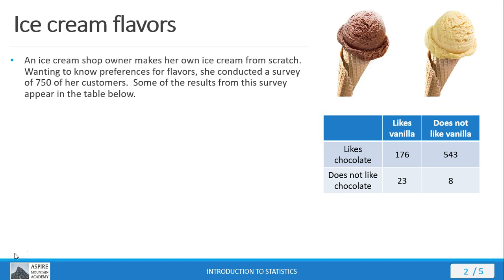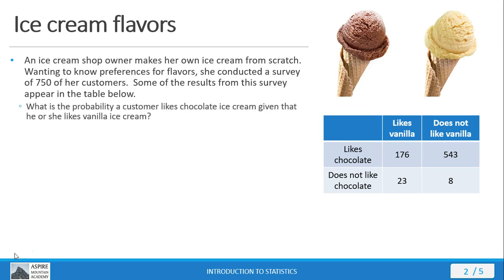Wanting to know the preference for her flavors, this ice cream shop owner conducted a survey of 750 of her customers. You can see the results in the table on the right side of your screen. The question we're asked is, what is the probability a customer likes chocolate ice cream given that he or she likes vanilla ice cream? Go ahead, pause the video, see if you can run through the calculation on your own, come back and we'll see how well you did.